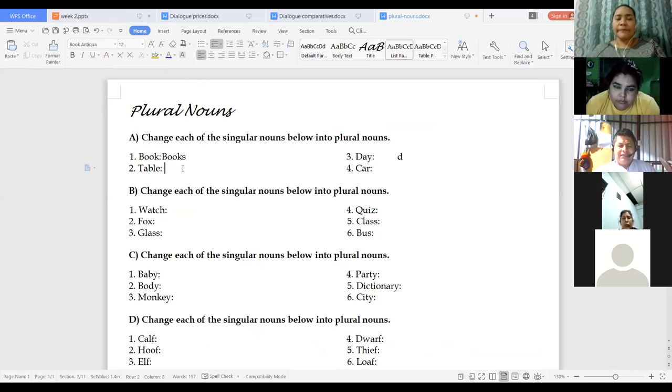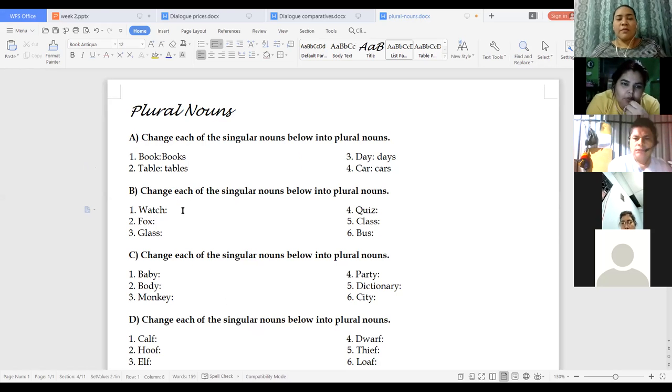What about the second one? Table. Tables. What should I add? ¿Qué debo de agregar? Yes. Thank you. What about day? Days. ¿Qué agrego? Yes. Thank you. Car. Cars. Yes. Thank you. Thank you very much.